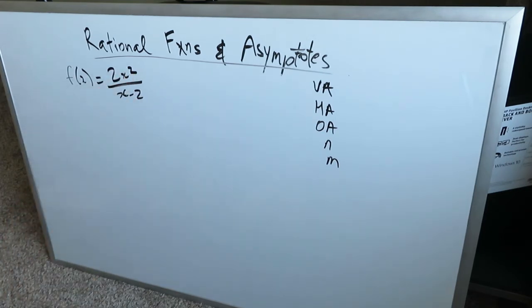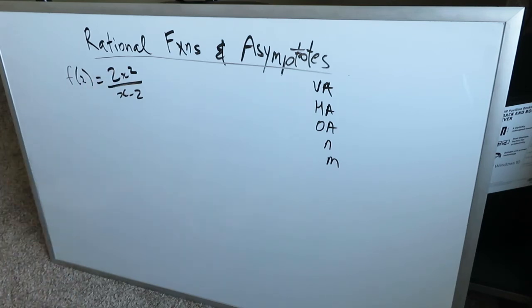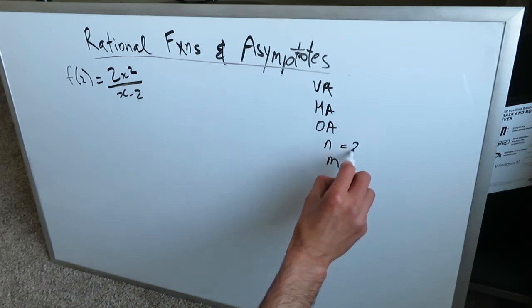2x squared divided by x minus 2. There's nothing wrong with determining the n and the m values from the start. The n value is the highest order exponent that you see in the numerator. I see a 2 because it's an x squared. I'll just put n is equal to 2.